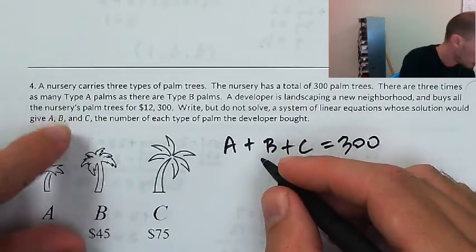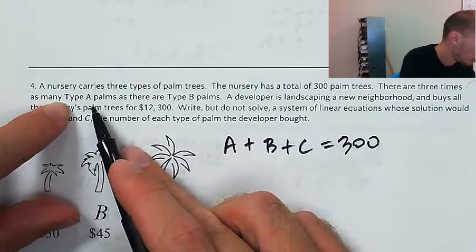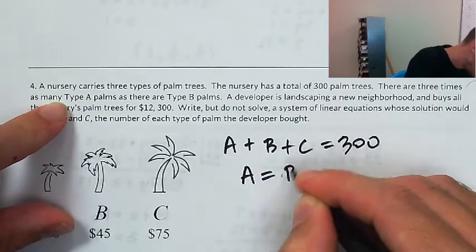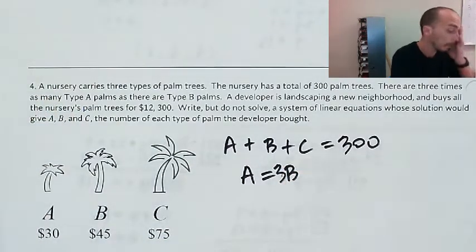And so you've got to think, which one is bigger? There's 3 times as many type A palms. Okay, so there's more type A. So A is going to need to be equal to B multiplied by 3, because A is the bigger one.